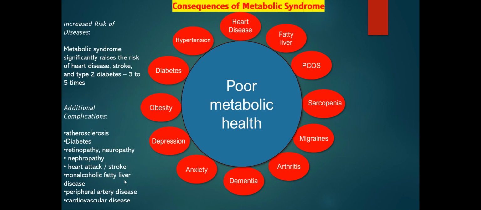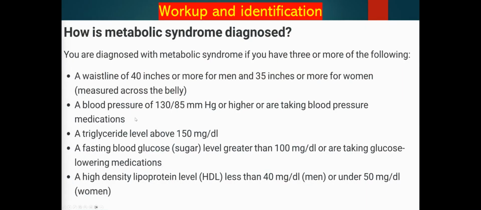Now, it is simple to identify. The first step is to measure one's waistline, which is 40 inches or more for men, 35 inches or more for women, measured at the level of the belly button; blood pressure of 135 over 85, mostly taken at home, or if they are already taking blood pressure medications, that is a shoo-in criterion; triglycerides more than 150; HDL less than 40 in men and less than 50 in women; and fasting blood sugar of 100 milligrams per deciliter or more, or if they are taking diabetes medication, they automatically meet that criterion.